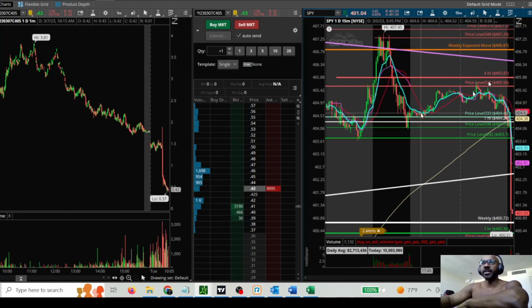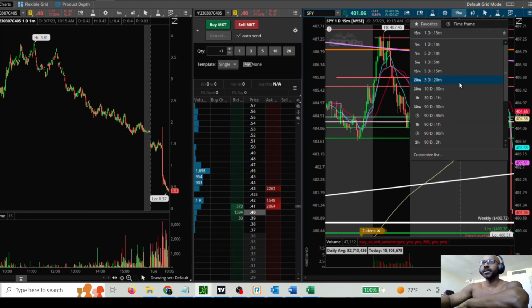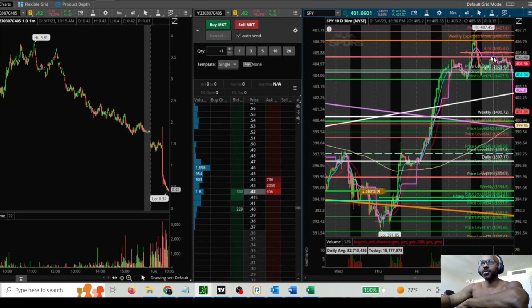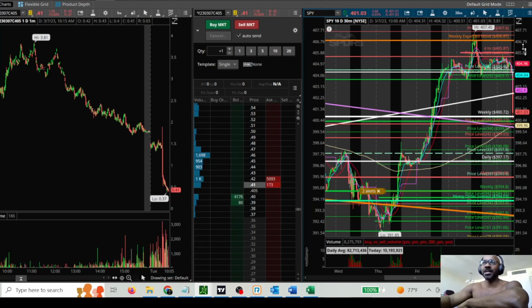My fear is that it looks like we may be forming a head and shoulders on a 30-minute. Well, if this is a head and shoulders, we've already fallen. So it's already made its pattern. And I wish I had noticed this before.